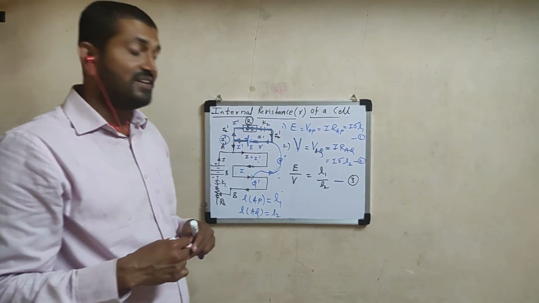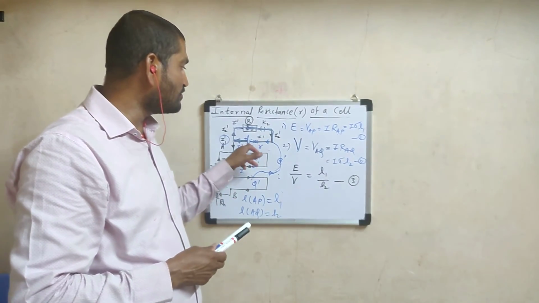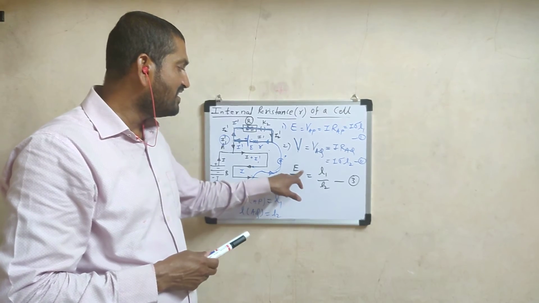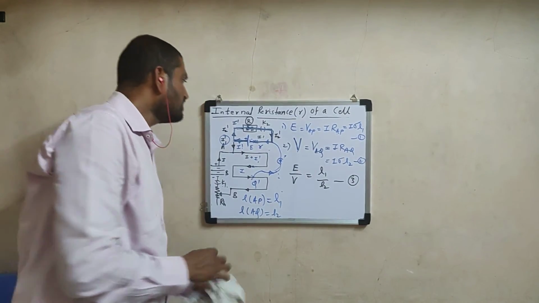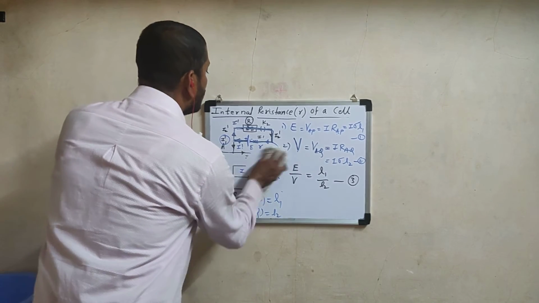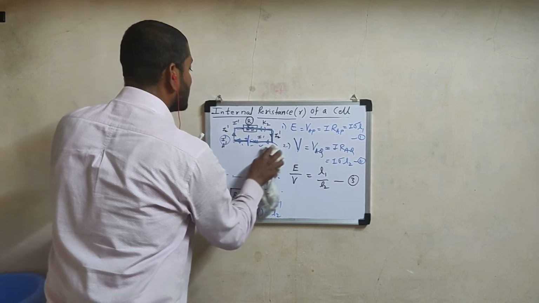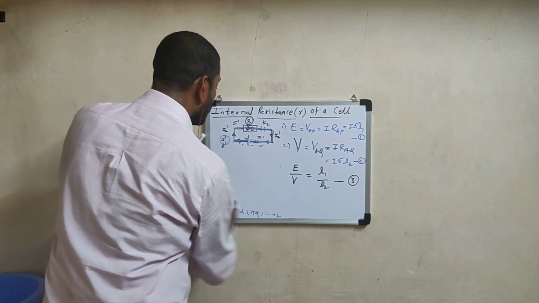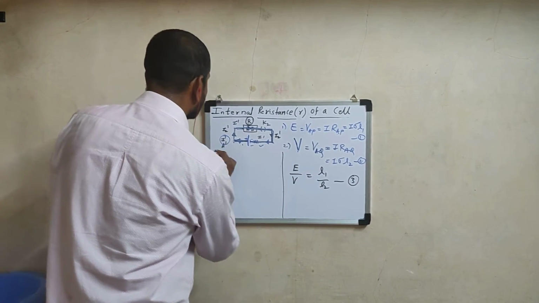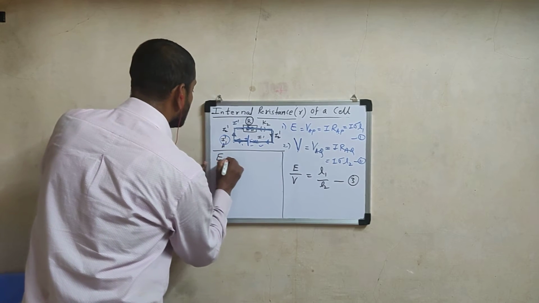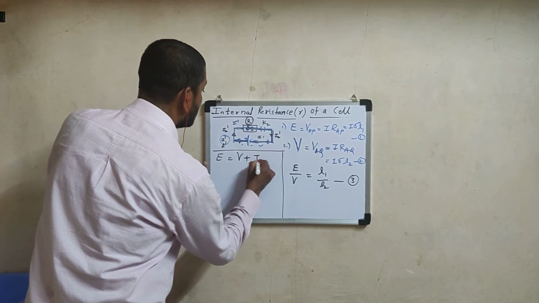Now this is not the end. We have to determine the internal resistance of this cell. Now here the E by V ratio we got as L1 upon L2. Now what to do? Simply recall Ohm's law as applied for a complete circuit. We know the formula: E is equal to capital V plus I into small r.